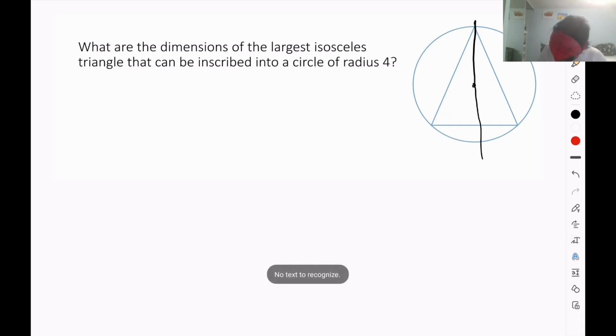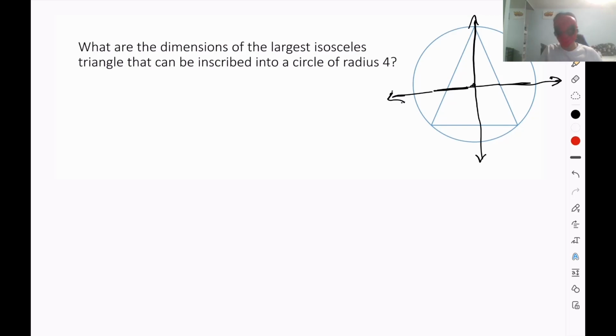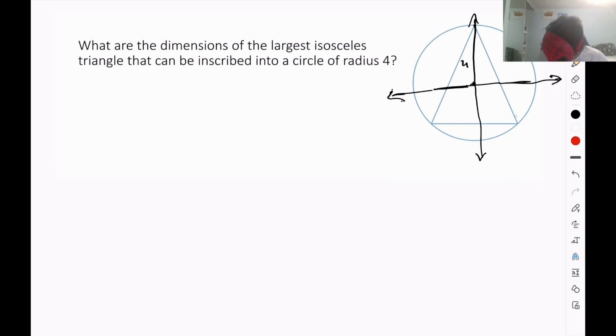So, this is the Cartesian grid over here. Oh my god, it's a bit difficult to draw on this. So, now we know that a line from the edge of the circle to the middle of the circle is the radius. We are given the radius of 4. So this line here, from the end of the circle to the origin, is 4. We will denote this point as y.